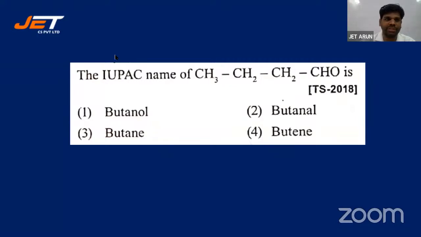Here, another nomenclature question. The IUPAC name of this molecule is it butanol, butanal, butane, butene? It is definitely not ane and ene. Okay, quick response here. Good. It is definitely not 3 and 4, students. It is not ane or ene. Look at that. You've got a CHO group there. An aldehyde.